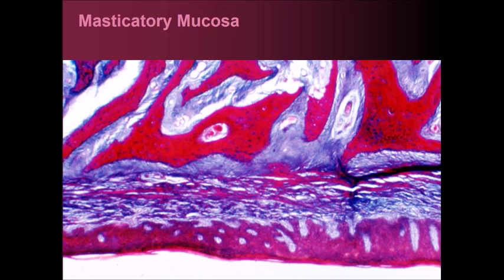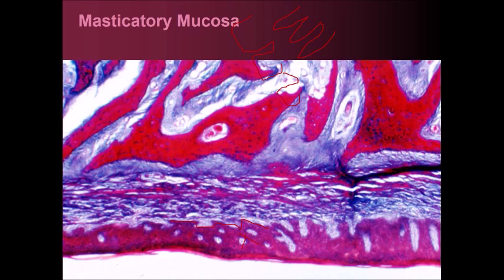Look at the rete ridges. If the rete ridges are finger-like projections like this, it will be gingiva. If the rete ridges are square in shape, the section is taken from the hard palate. Look at the rete ridges here, they are almost square in shape, not finger-like projection. So this section is taken from the hard palate.